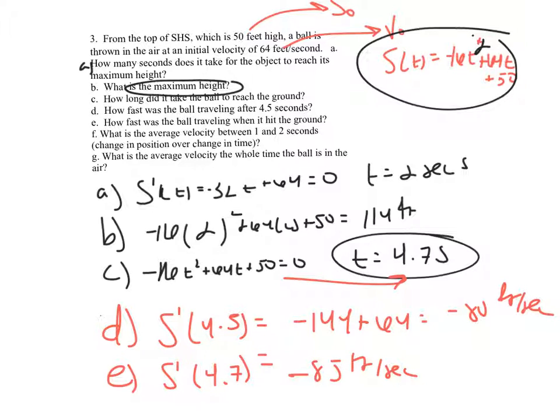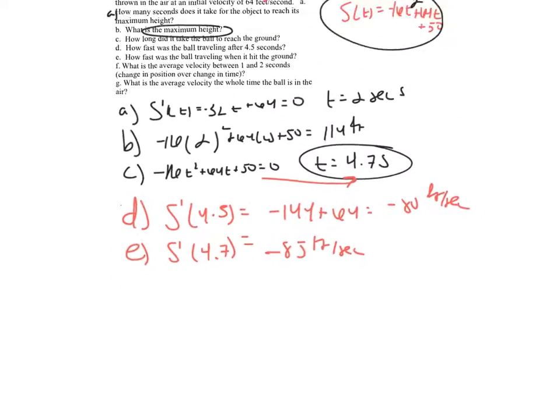And then letter F is what is the average velocity between 1 and 2 seconds? So the average velocity is the change in position over the change in time. I want you to think about what that means for a second. Velocity is actually going to be distance over time, which is kind of weird for us because we're used to velocity being the derivative.